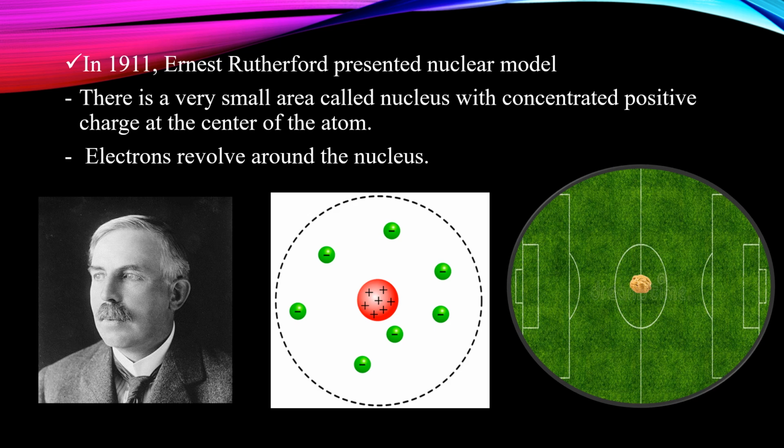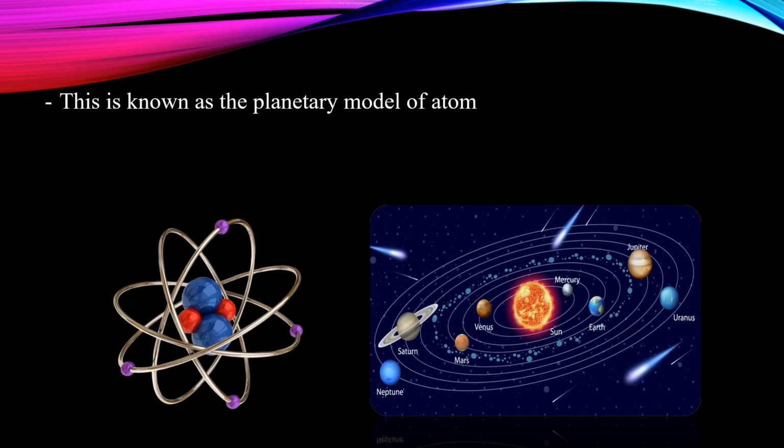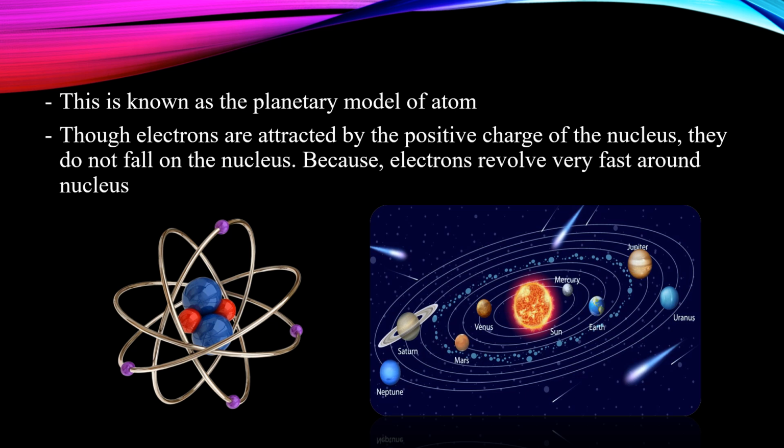Electrons revolve around the nucleus of the atom. Well, the number of electrons in an atom is equal to the number of protons, and also protons and electrons are oppositely charged. Therefore, atom is electrically neutral. Electrons revolving around the nucleus of an atom is similar to the solar system, where a planet revolves around the sun. So, this model is also known as the planetary model of the atom. Even though the electrons are attracted by the positive charge of the nucleus, they do not fall into the nucleus. This is because electrons revolve with very fast speed around the nucleus.